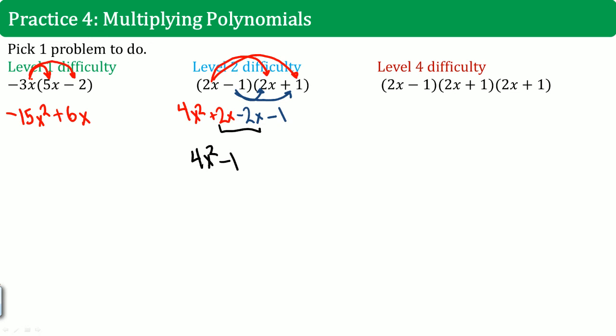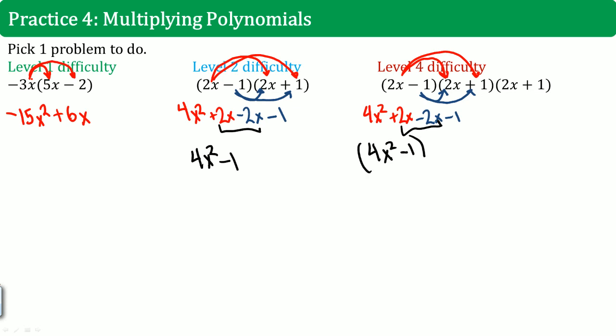The way you do this is you're just distributing. So do this problem first. 2x times 2x gets you 4x squared. Then 2x times 1 gets you 2x. Good. Then let's do the bottom. Negative 1 times 2x is negative 2x. Then negative 1 times 1 is negative 1. Combine the like terms. These two here become 0, so it's just 4x squared minus 1.